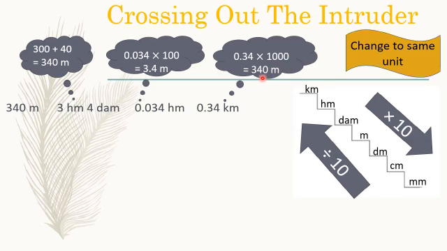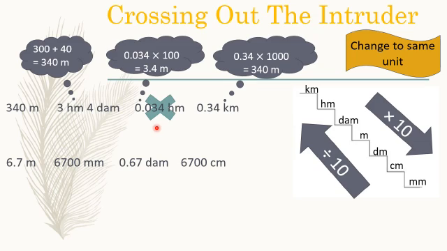I look at the answers, they are all equal to 340 meter, except this is equal to 3.4 meter. So the intruder is 0.034 hectometer. I cross it out. Another example.